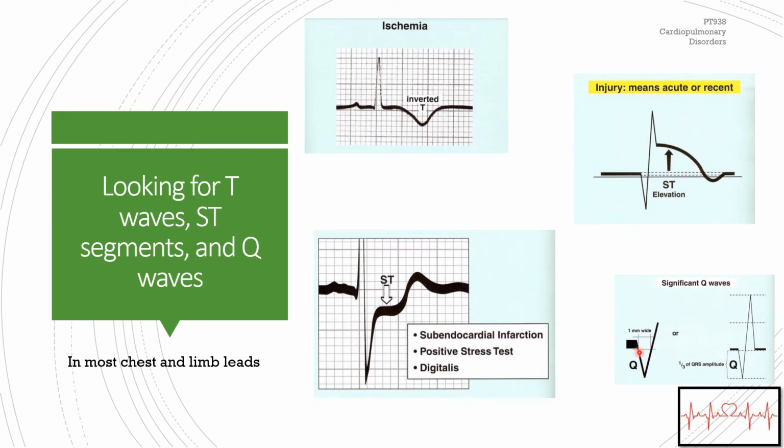And then the significant Q, so here we're talking it's greater than 1 millimeter wide, and here we're talking at least 1/3 the amplitude of the entire QRS complex is the Q, then that represents necrosis.